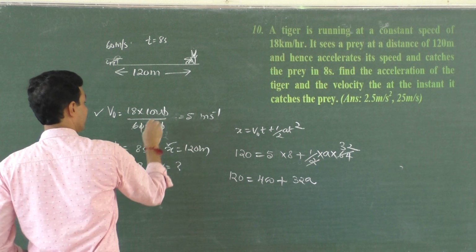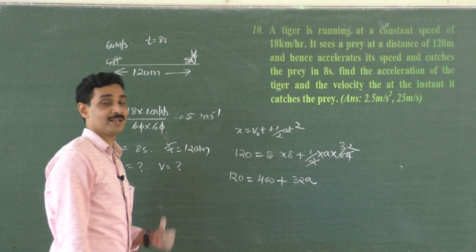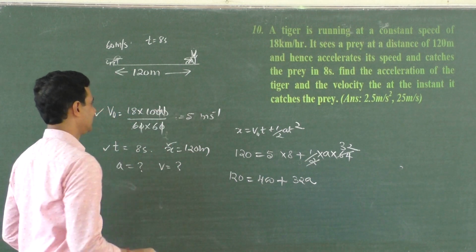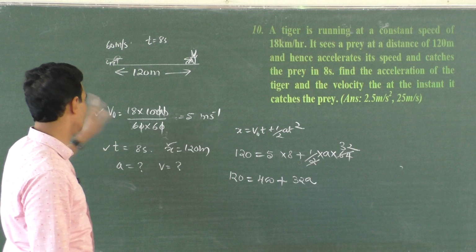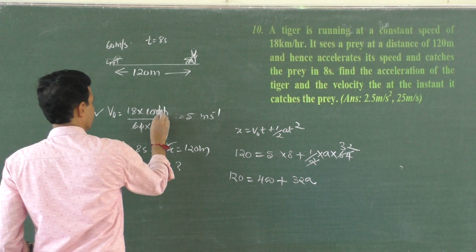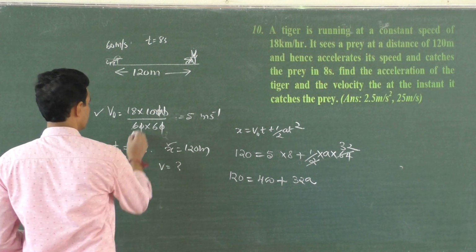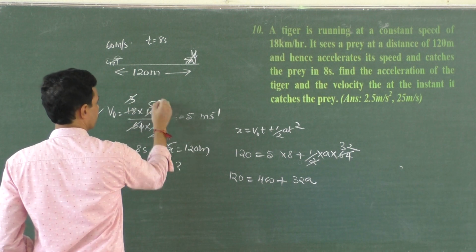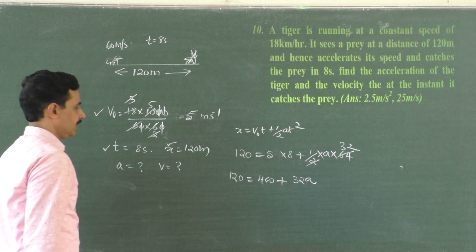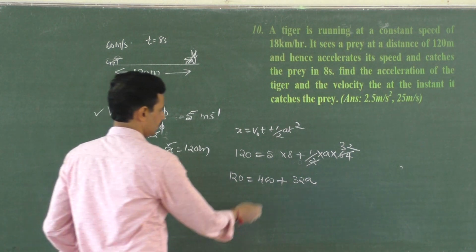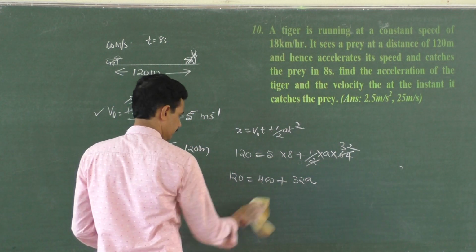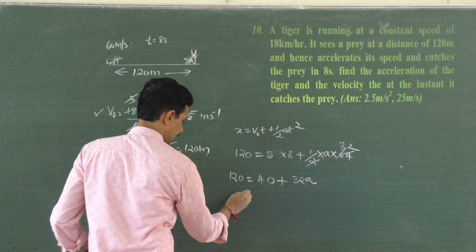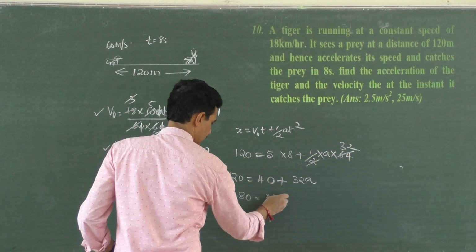So I showed this example to tell you how careful you should be, right? You must be very careful while taking the values. 18, okay, yes, 0 gone, 6 3s are, 3 2s are, 2 5s are, 5 meters per second. So 5 meters per second, 5 into 8, this is 40 now. 120 minus 40 is 80, 32a.